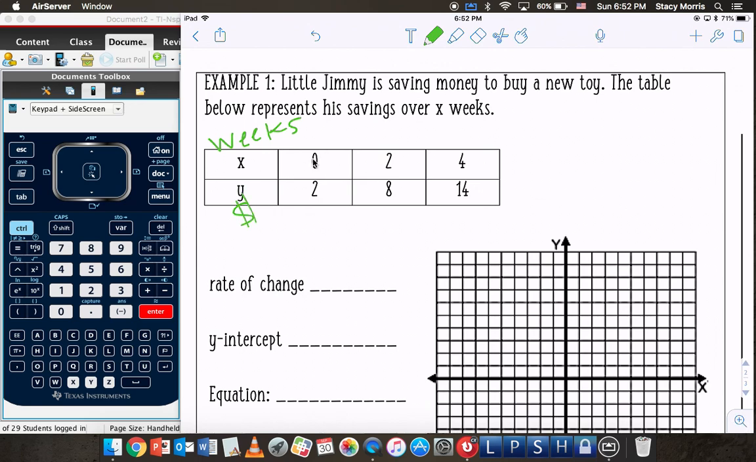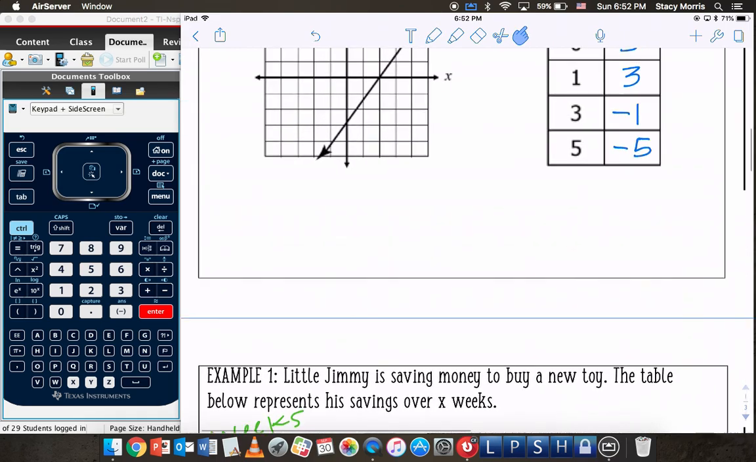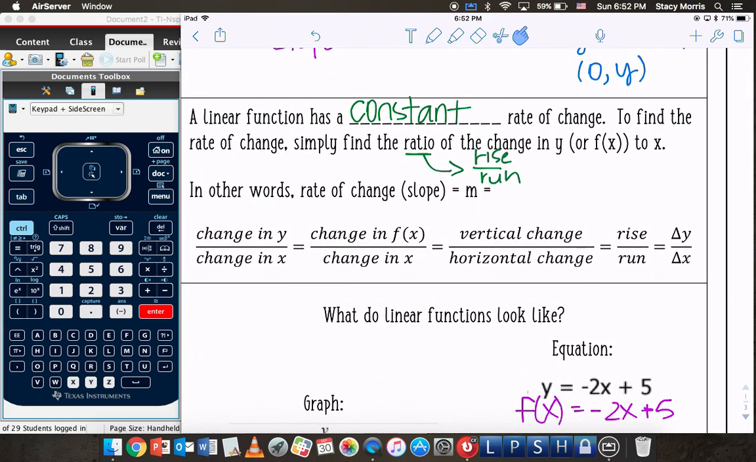And this then would be his savings or his money. Okay, so at 0 weeks he has $2, so that means he already had $2. At 2 weeks he has $8, and at 4 weeks he has $14. So they're asking for the rate of change. Just a reminder, rate of change is the change in y divided by change in x, which is exactly what this down here means. Change in y over change in x, or the vertical change over the horizontal change. Every single one of these is a way to represent that.